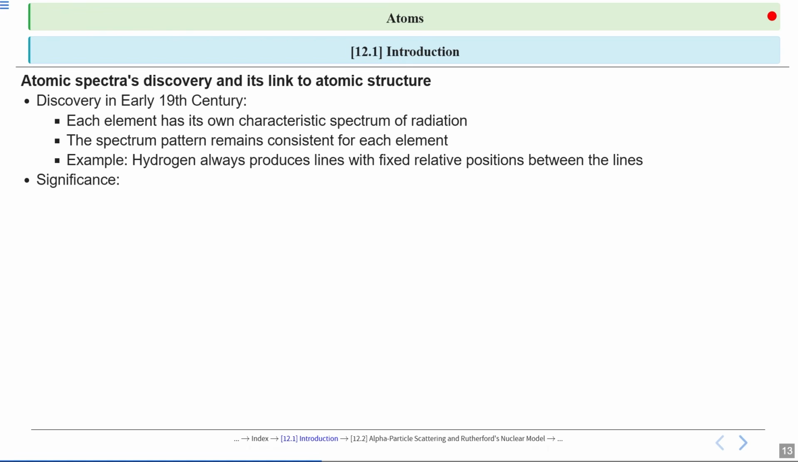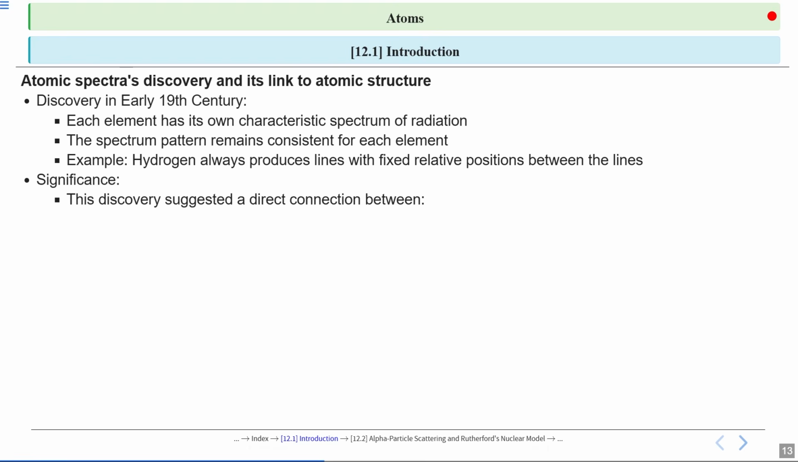Let's talk about why this discovery was so important. The fact that each element has a unique and consistent spectrum made scientists wonder what was causing these patterns. It pointed to a deeper connection between the light atoms emit and their internal structure.